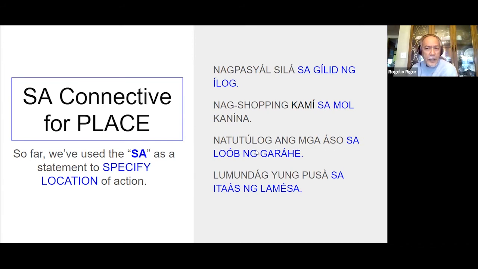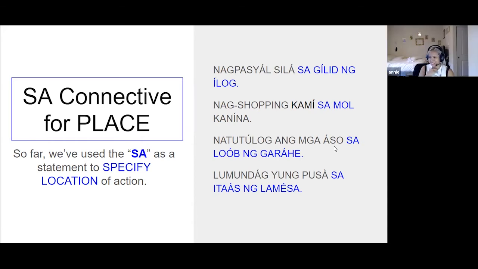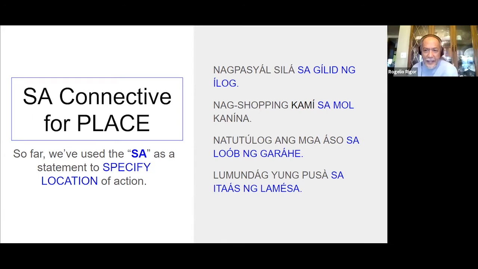So, what is this saying? Natutulog ang mga aso sa loob ng garahe. Garahe, garage? Yes. Okay, so are the dogs sleeping in the garage? Yes. Natutulog is a present tense. So yes, the dogs are sleeping inside the garage.